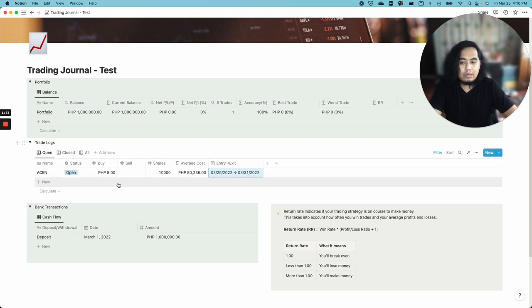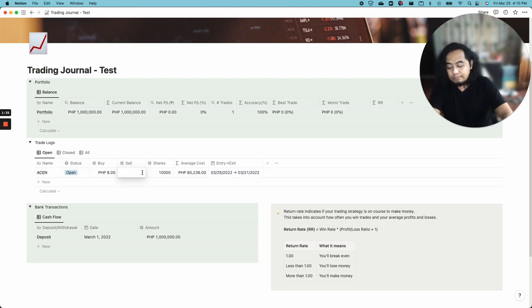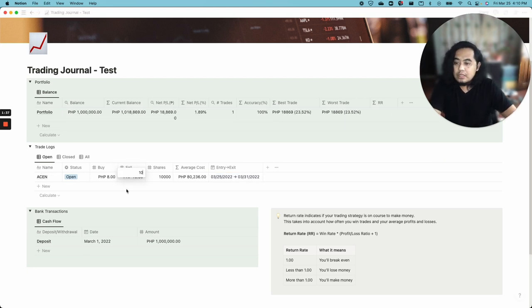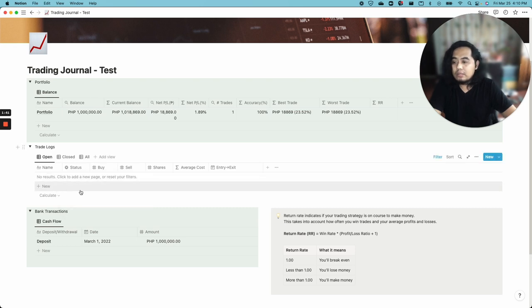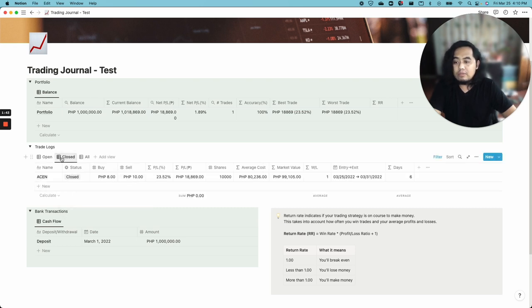If I'm going to close this, let's say I sold it at 10 pesos, I have to change the status to closed. It will move to the closed view, and this will show all the details about the trade: the percentage P&L, the amount you earned in pesos, its market value, a tag as one win, and the number of days the stock was held.